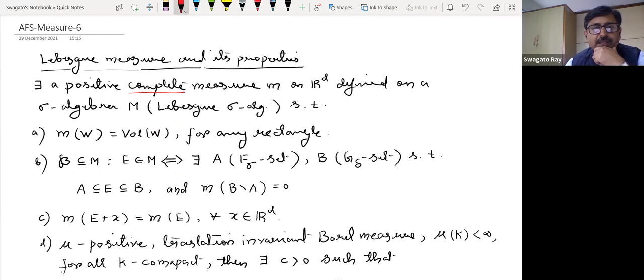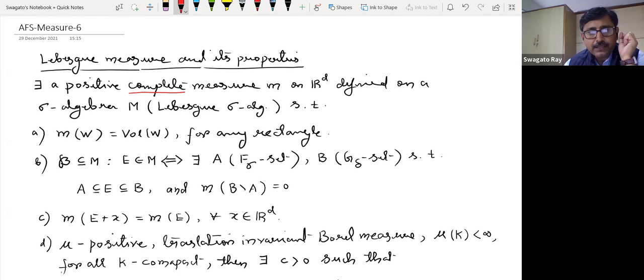Complete simply basically means that you are working on such a sigma algebra that if the measure of a set is 0, then any subset of it, which of course has measure 0 by monotonicity, also belongs to the sigma algebra. That is very important. That is what complete means.